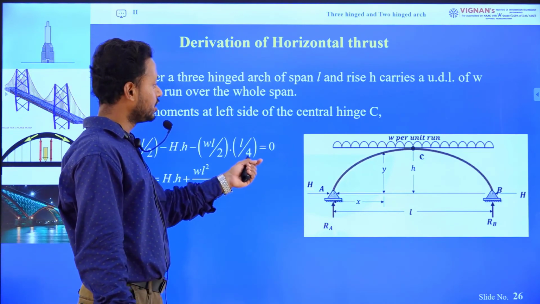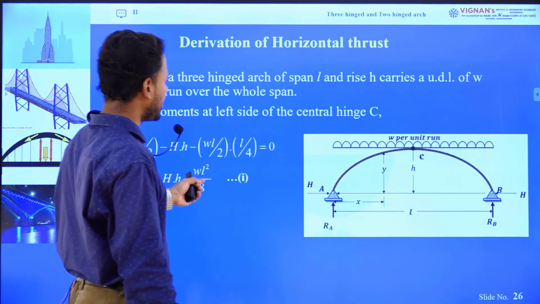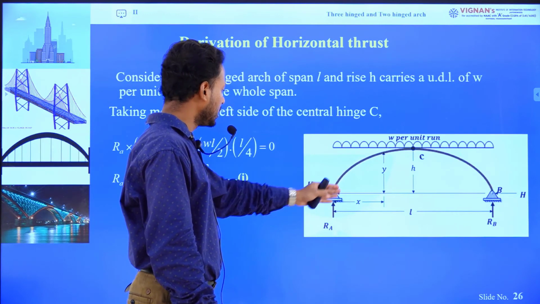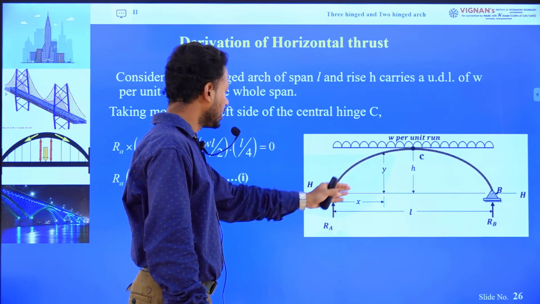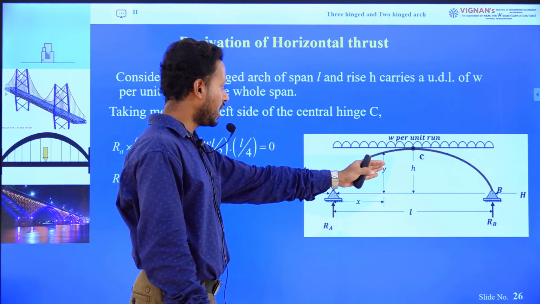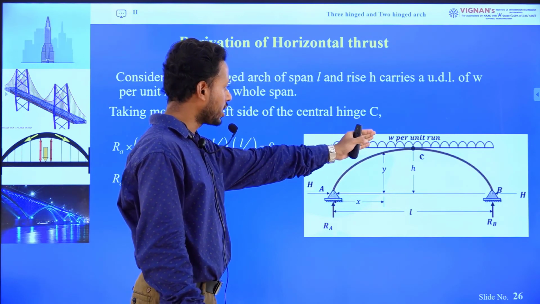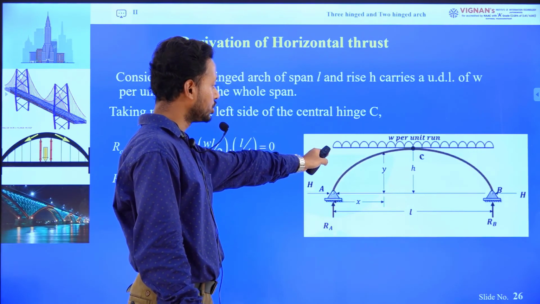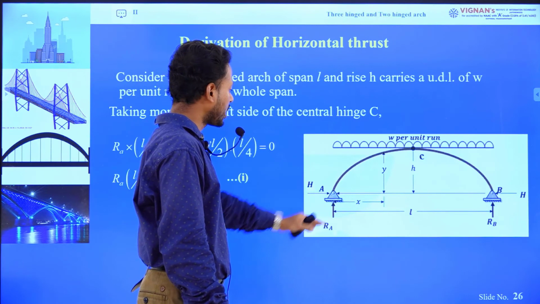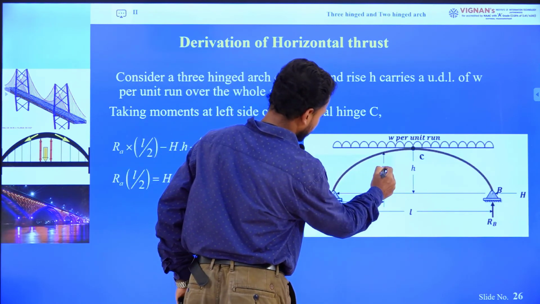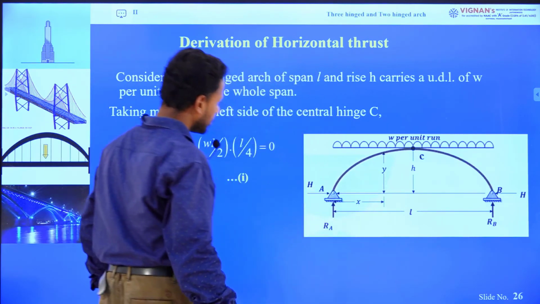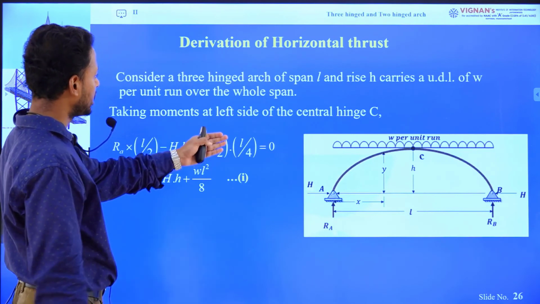Now let's take an example. Here the span of the arch is L, horizontal thrust H, and vertical reaction RA. It is subjected to W per unit run, a uniformly distributed load W per unit run. We will calculate the bending moment at this cross section XY, right? The rise of the arch is H.